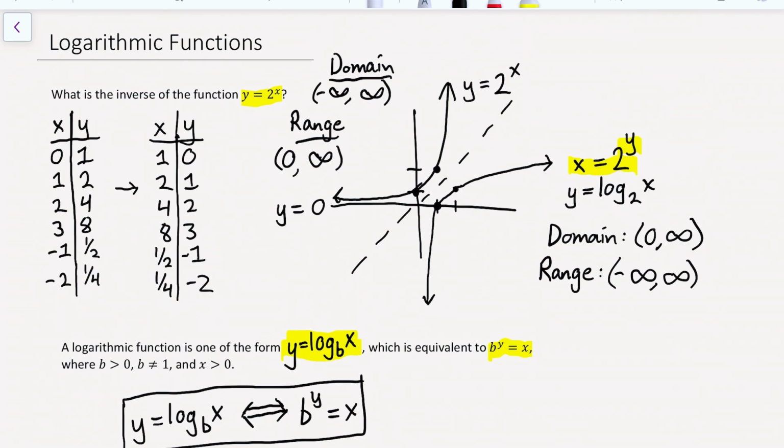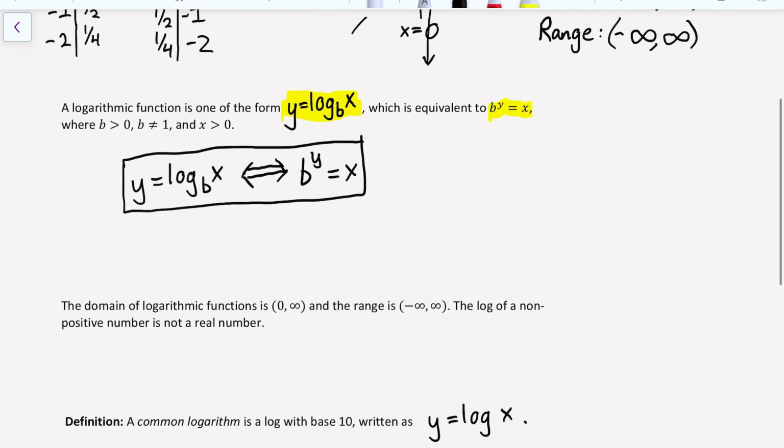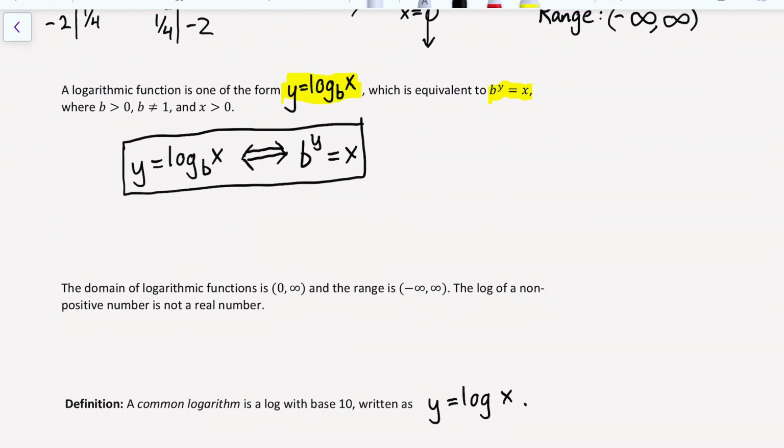The exponential function had a horizontal asymptote at y equals 0. The inverse function, log base 2 of x, has a vertical asymptote at x equals 0. All of the properties between x and y are interchanged. So in general, we need to remember that the domain of logarithmic functions is from 0 to infinity. The range is all real numbers.